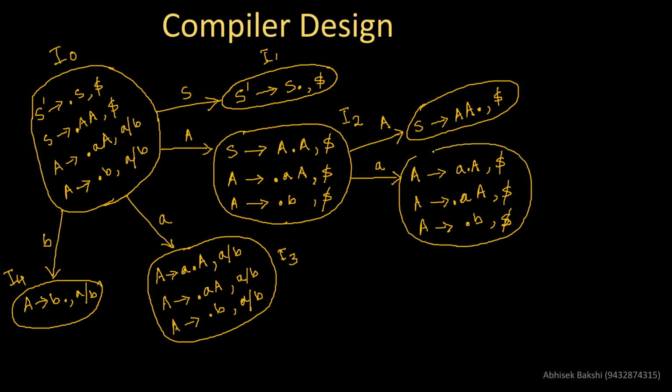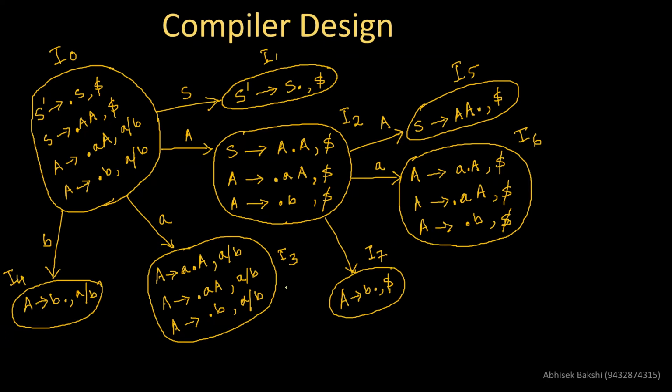So I have a state over here again. Now if you explore small b from here, it will be something like A → b . with dollar as the lookahead, right? So this is, you can consider as I5, this is say I6, this is say I7.